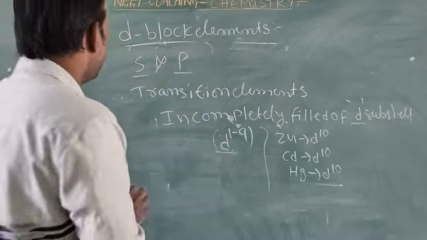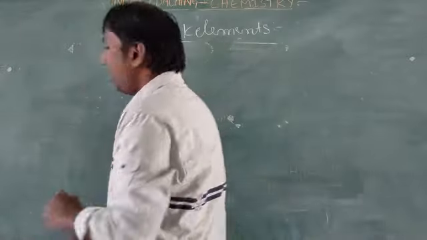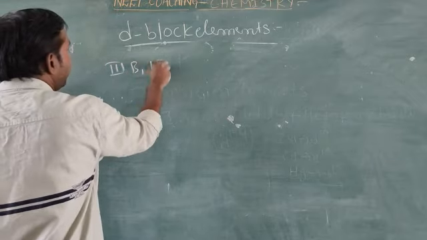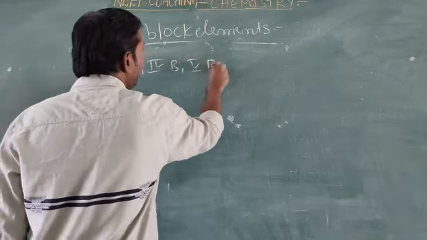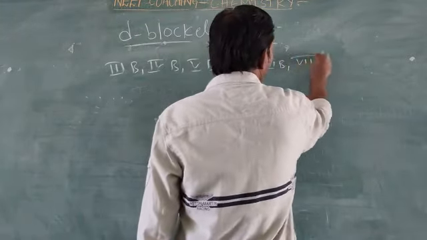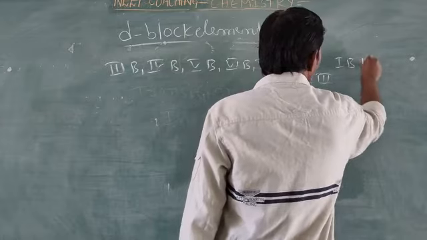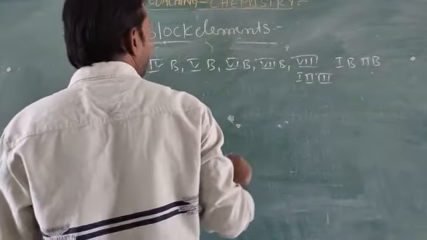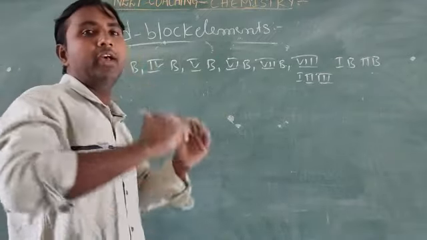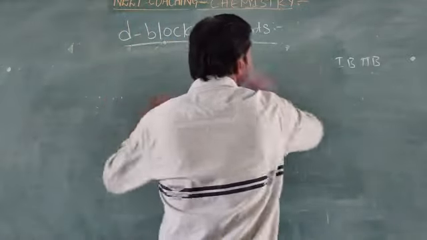In the periodic table, d block elements have 10 groups, that is 3d, 4d, 5d, 6d, 7d. Totally 10 groups are present in the periodic table between s block elements and p block elements. Okay, next one.